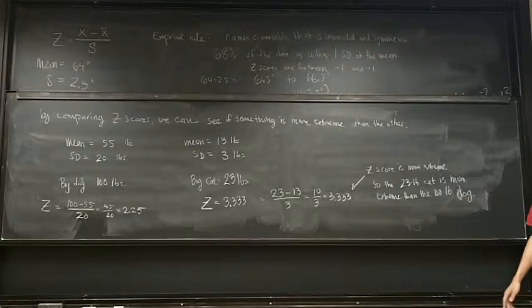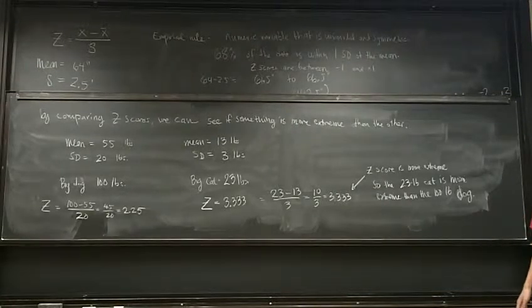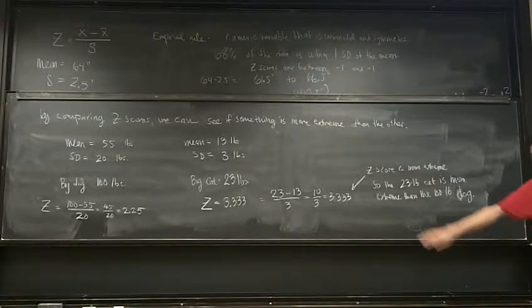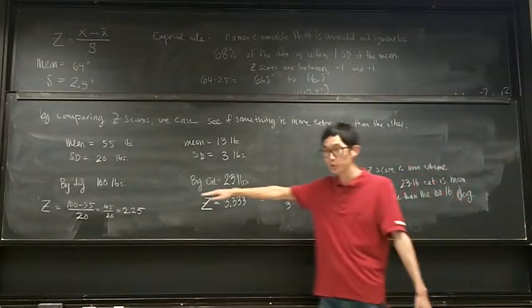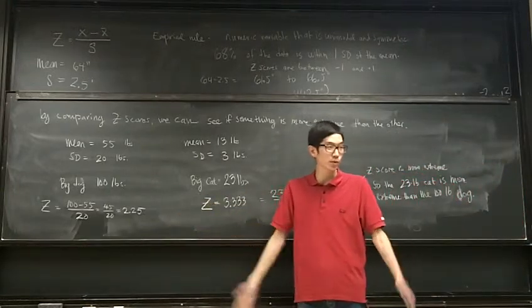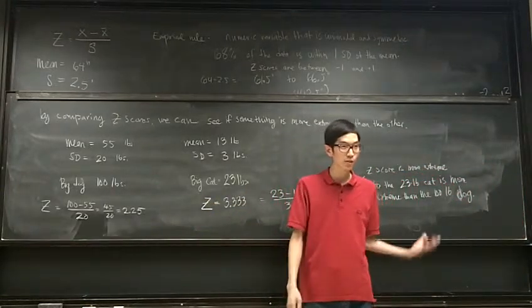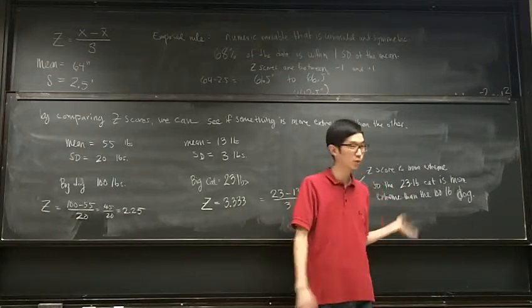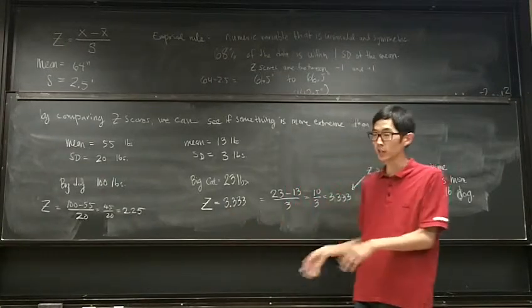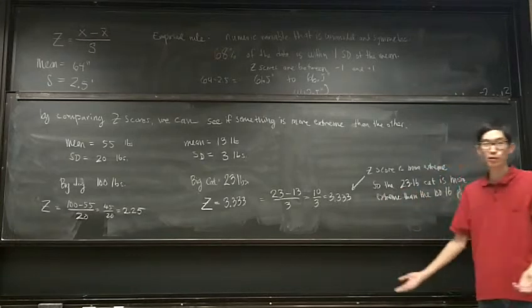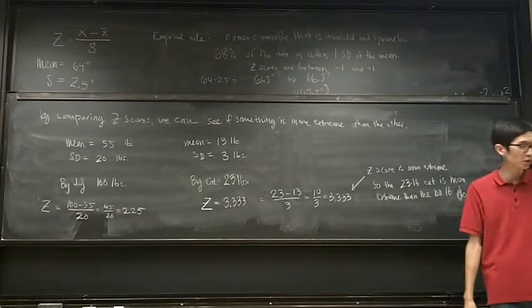I don't quite understand how you applied the empirical rule to decide it. I didn't apply the empirical rule. How did you decide that the cat's more extreme? So here's 3.33 versus 2.25. Which number is farther away from 0? Which one's bigger? 3.33 is bigger than 2.25. This one's more extreme. If we were talking about negative numbers, then negative 3.33 is more negative than negative 2.25.